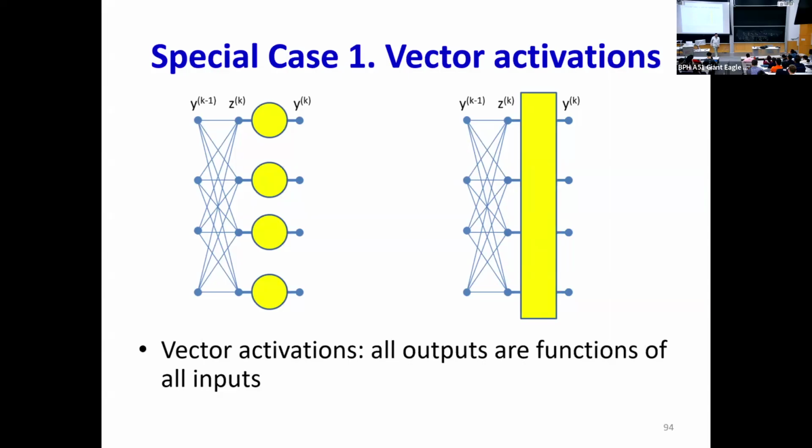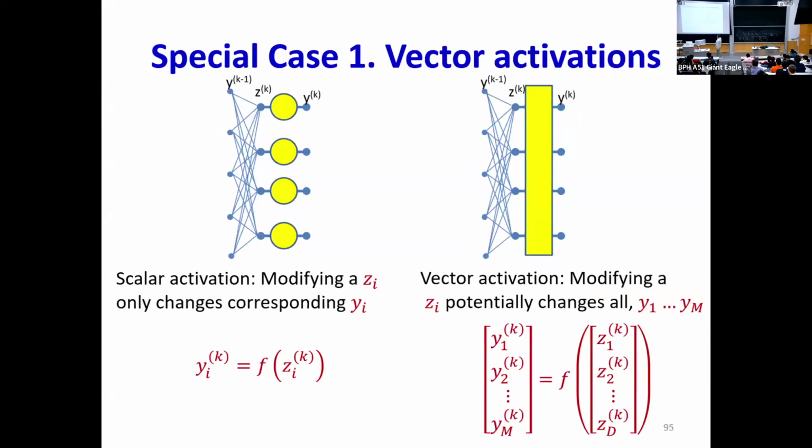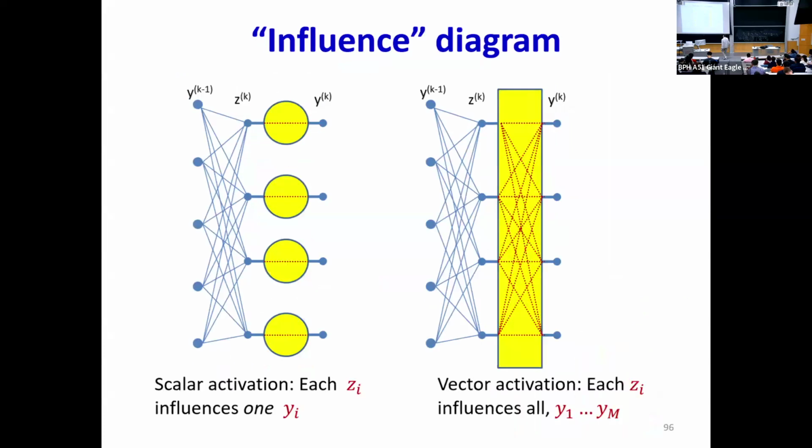And so if I write it out, in the first case, every y is a function of just that corresponding z. In the second case, I have to consider the set. The vector of y's is a function of the vector of z's. And changing any z can change any y, right? So if I were to draw the influence diagram over here, in the first case, each y is only influenced by the corresponding z. In the second case, every y is influenced by every single z. Is this making sense?